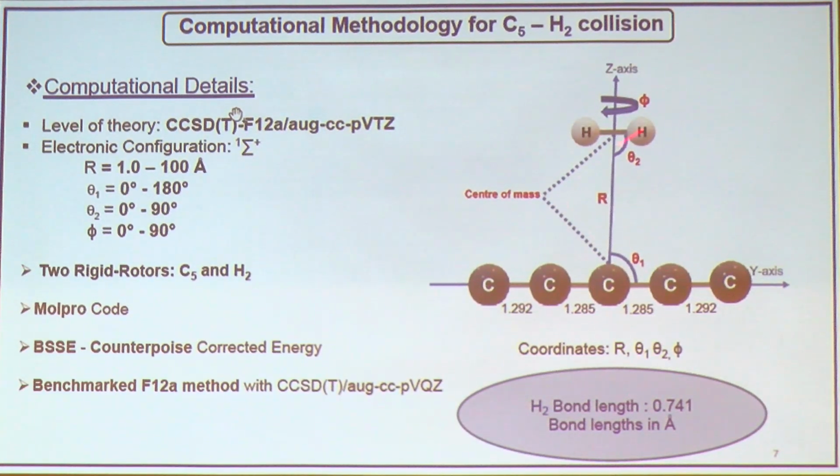With this coordinate system, we went ahead and computed the surface. We used the coupled cluster singles and doubles with perturbative triples, with the F12a method, with the augmented correlation consistent polarized valence triple zeta basis set. These are the parameters we varied. We assumed this because our target temperature is up to 100 Kelvin. We kept the molecules as rigid rotors. So there are two rigid rotors we are studying. And the method we chose is benchmarked with the accurate, gold standard coupled cluster technique.